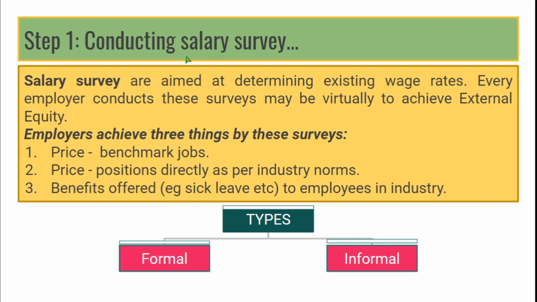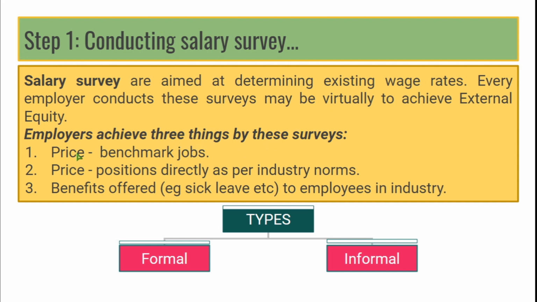It is very difficult to set pay rates if you don't know what others are paying. Hence, to establish pay for different positions, the first thing that we need to do is to carry out a salary survey. Salary surveys are aimed at determining existing wage rates. Every employer conducts these surveys, maybe virtually. By virtually we mean he may conduct informal telephonic calls or internet surveys. Employers achieve 3 things by these surveys.